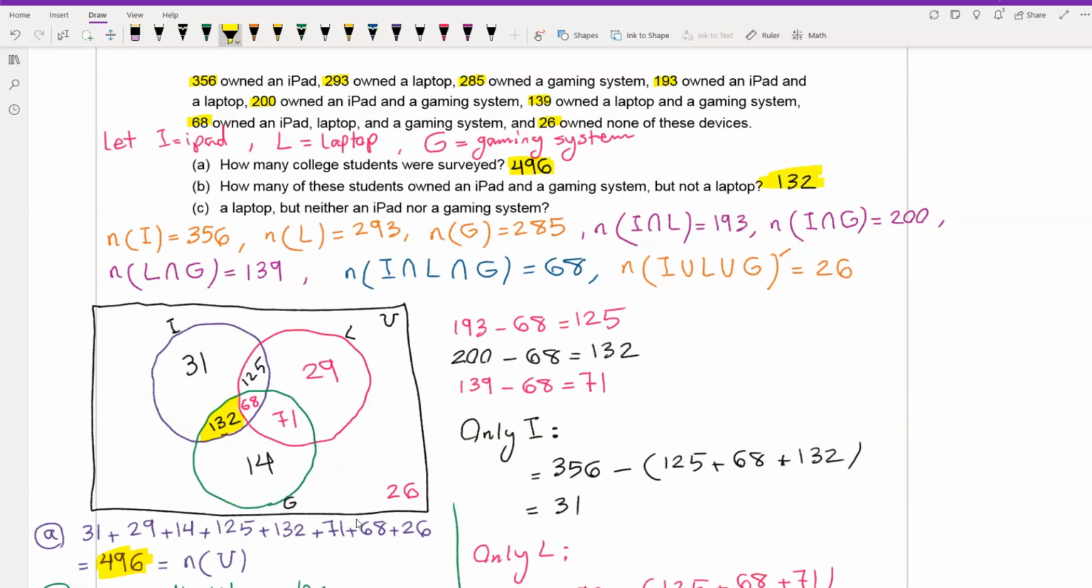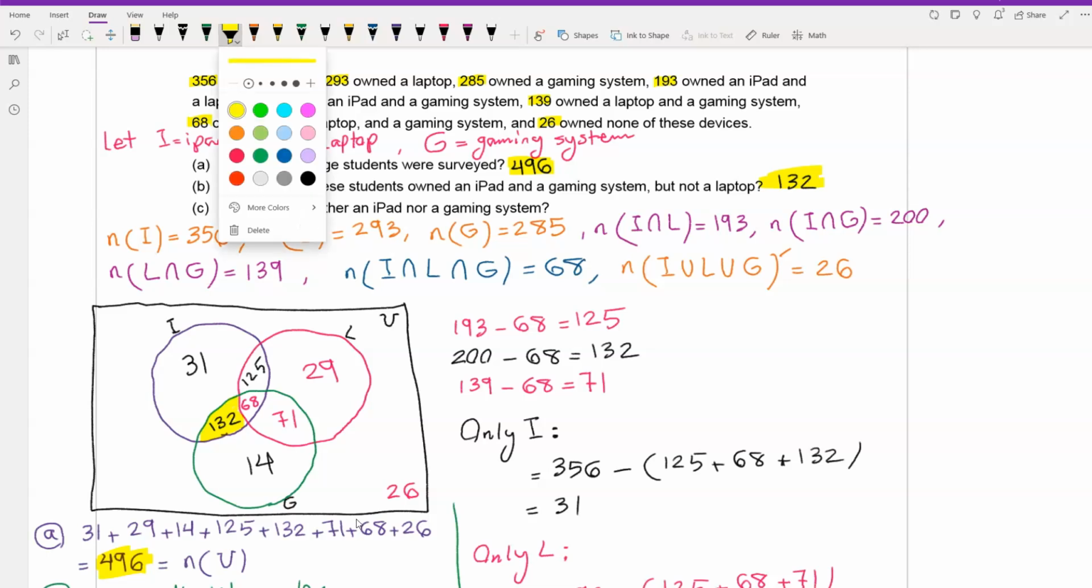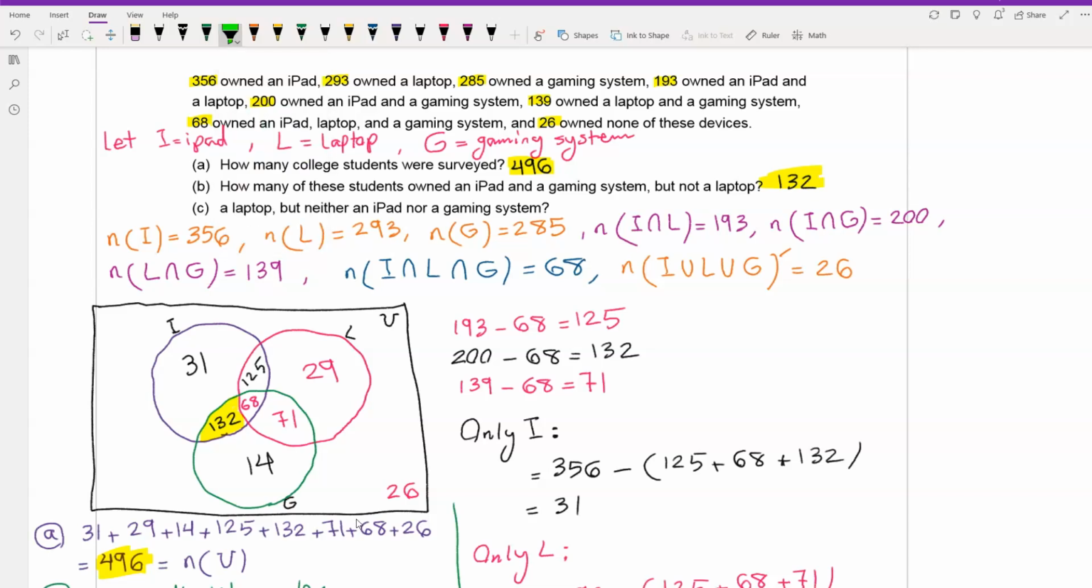Then we have laptop, but neither an iPad nor gaming system. So laptop is this number 29? Because here it says, but neither iPad nor gaming system. So we cannot have these. But only what we have here for laptop, which is 29. So here the answer is 29.